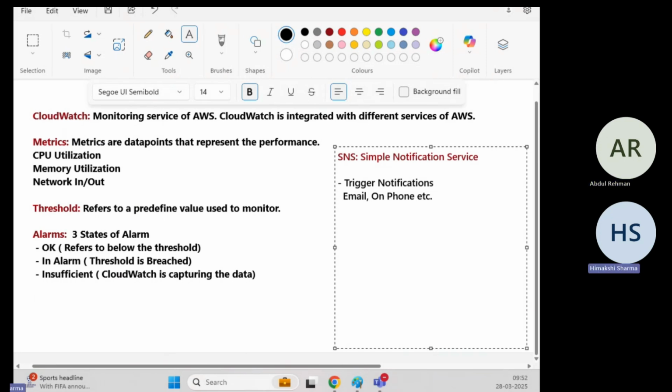Now we need to understand how Autoscaling, CloudWatch, and SNS work together. We'll need to understand this.